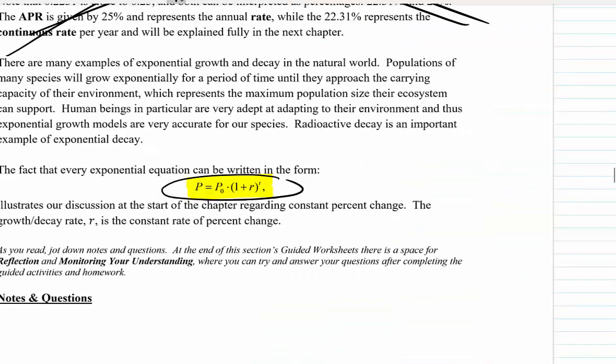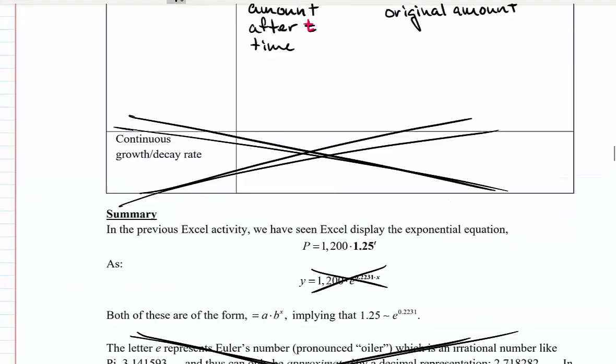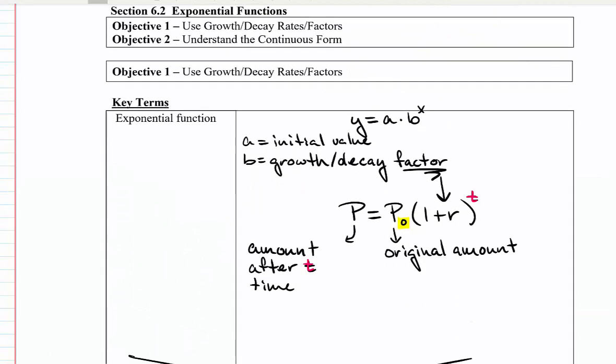Well, remember back here, and pause this if I ever go too fast, okay? That's the beauty of a video. You can pause, fast forward, rewind. You can go as fast or as slow as you want. I was telling you back here that this P stands for the amount after T time. P subscript O stands for the original amount. T stands for time, and R stands for rate, and 1 plus R is a factor.